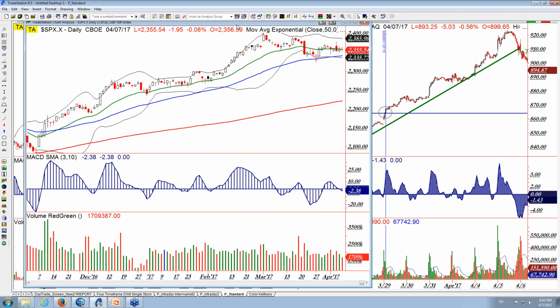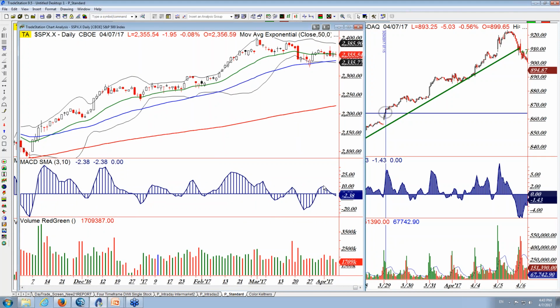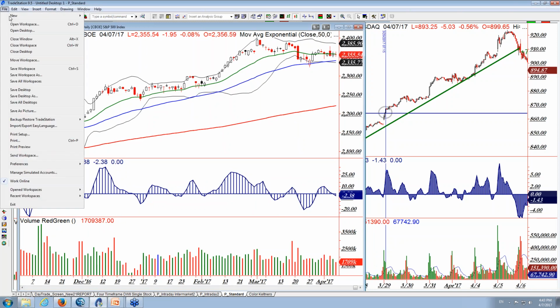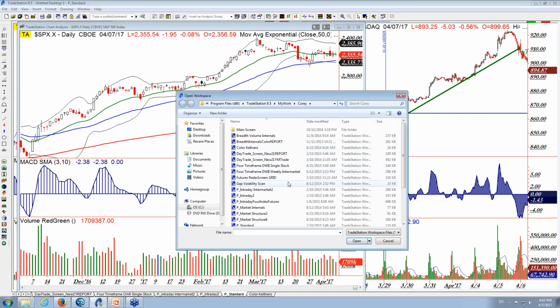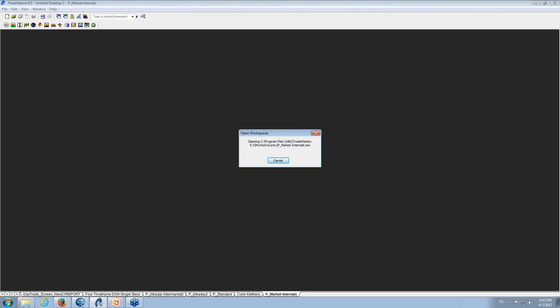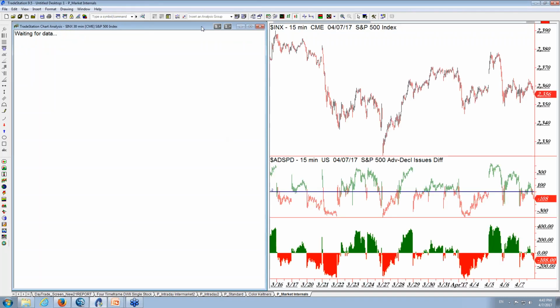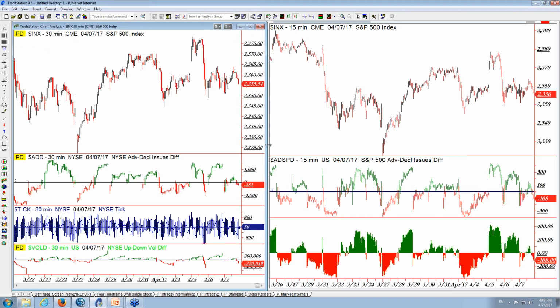This is again the S&P. We're not seeing much. Momentum is not doing much of anything. Volume is not doing much of anything either. And our little market internals, I'll show you that real quick. Market internals are also not doing a whole lot. So we're just not that excited about the market at this point.